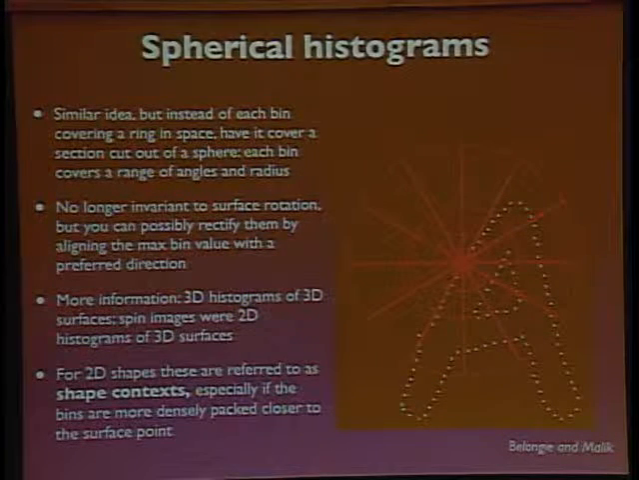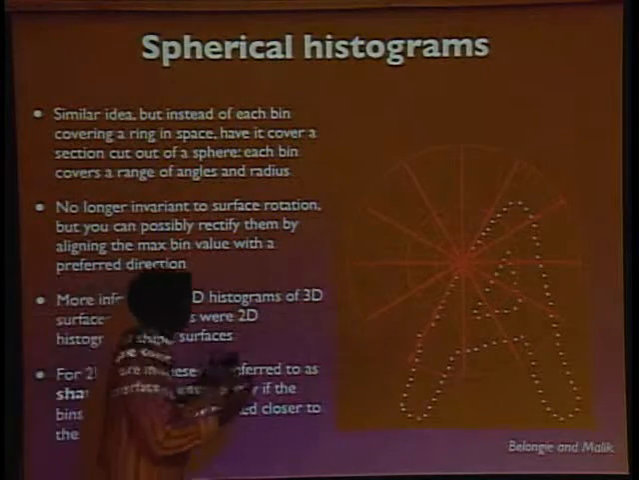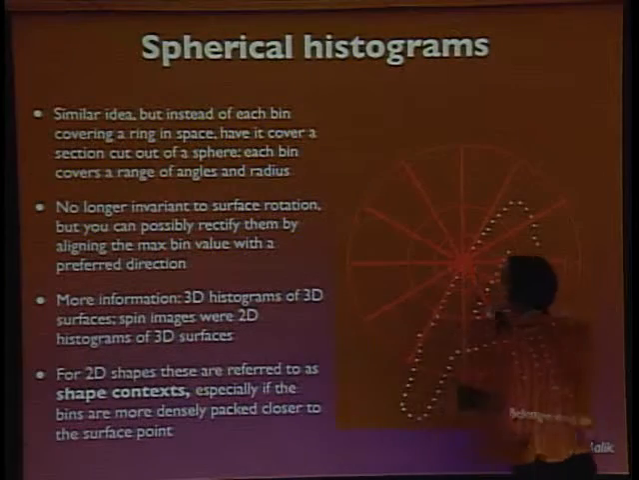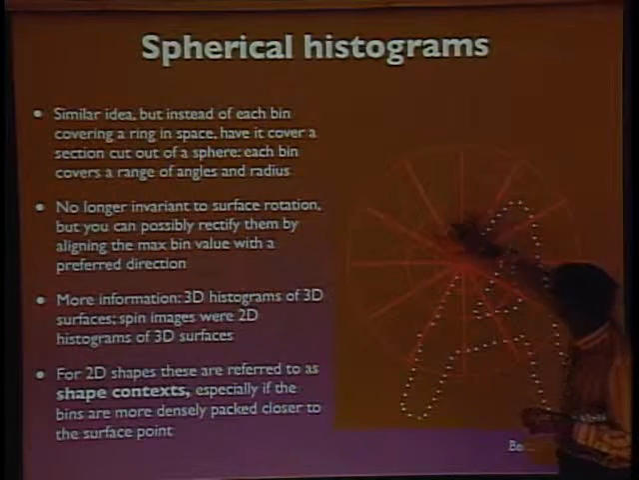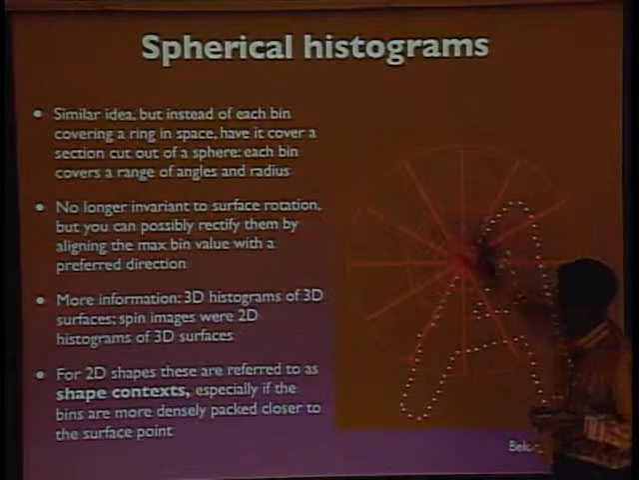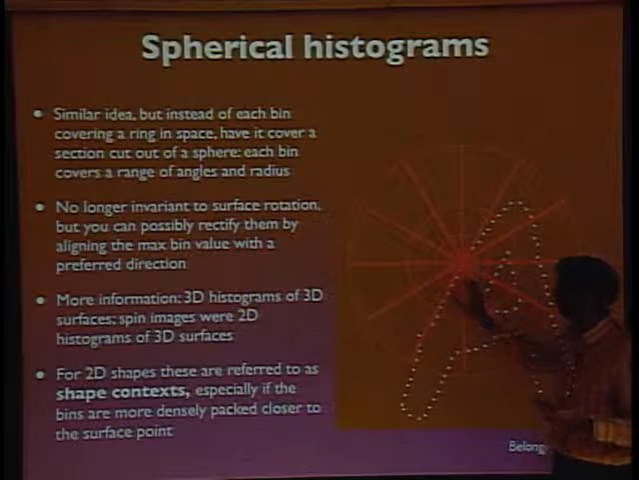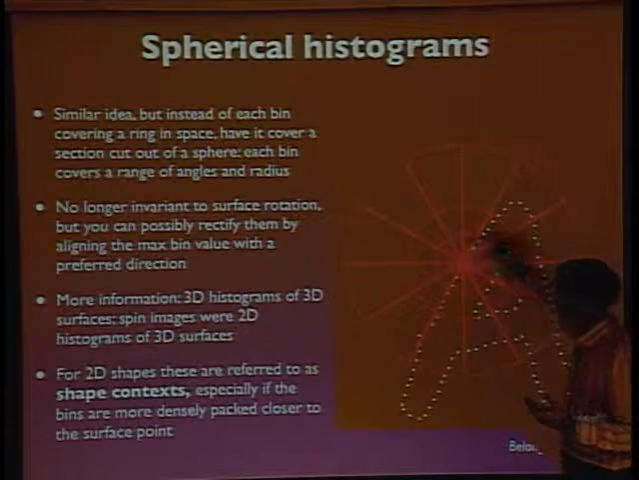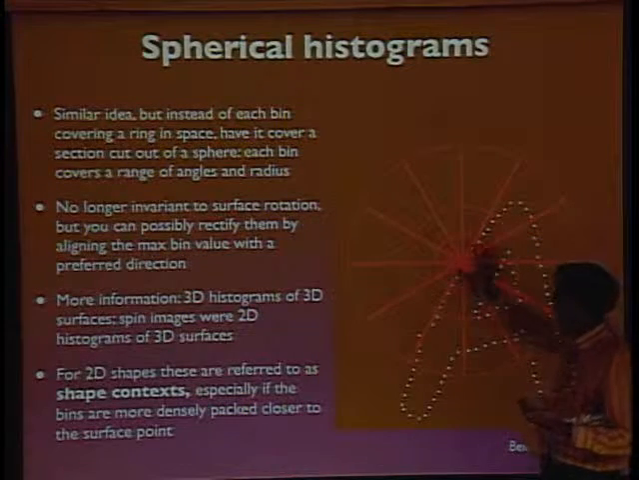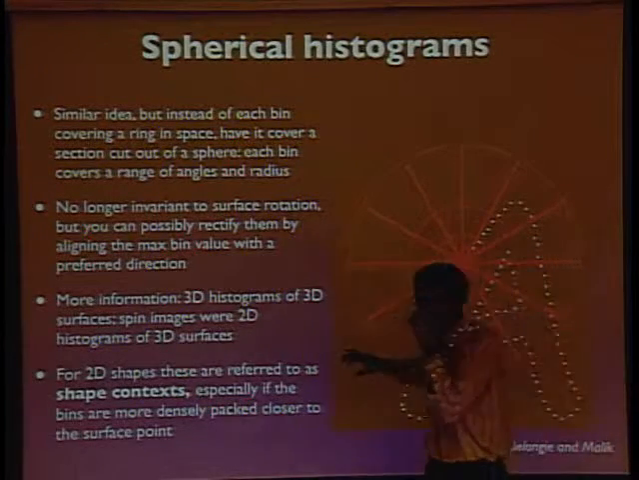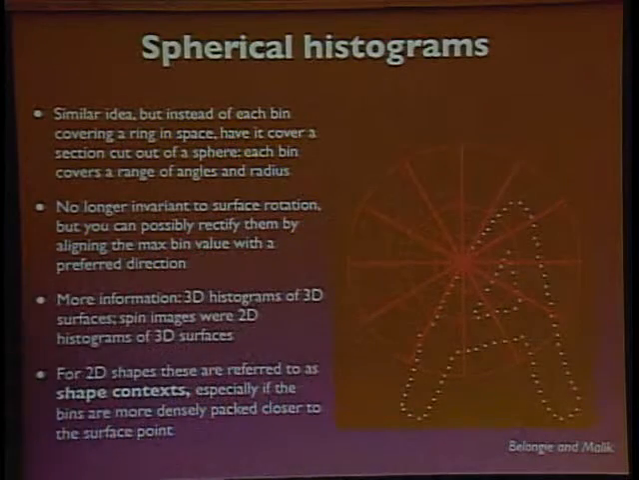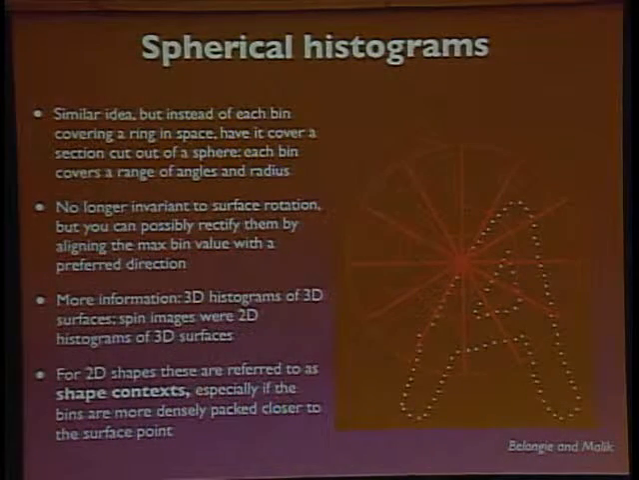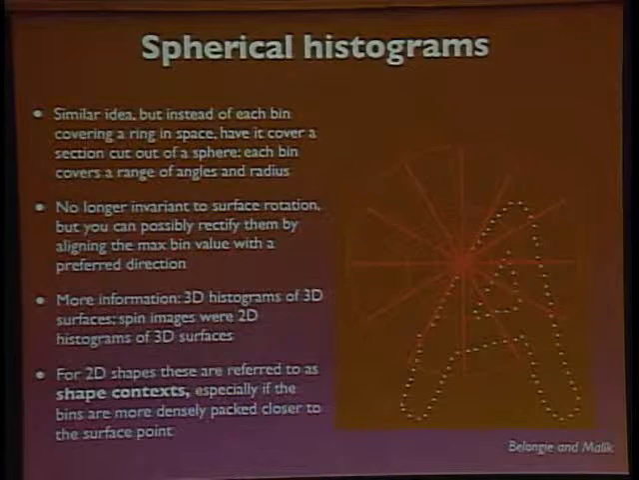So that's good, but they're no longer invariant to surface rotation. And that should be obvious because what happens is if you rotate the letter A, all the points end up in different bins, and you don't really have a good mechanism for determining what the zero bin should be, or in other words, rotating the entire set of spherical bins to go with it. These are called shape contexts, especially in 2D is what they're referred to.